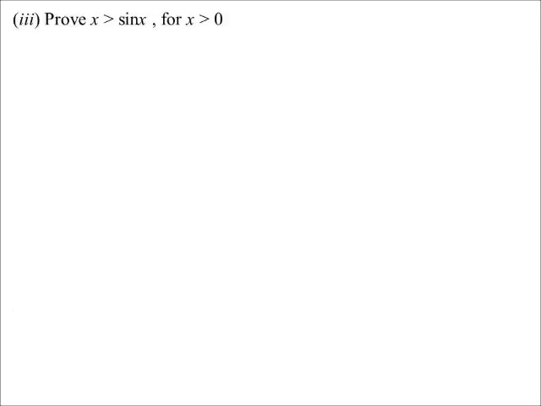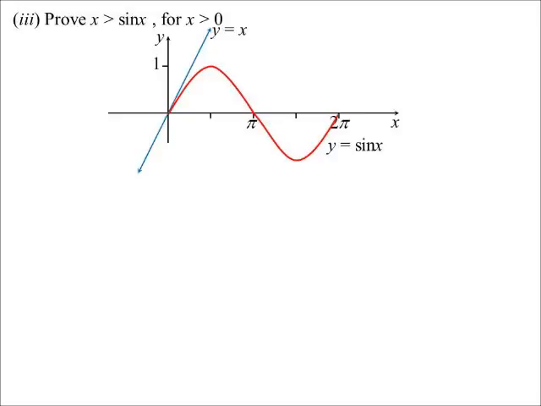I'm going to do another inequality. We're going to prove x is greater than sine x. I'm going to do it via a graph. That's the line y equals x. Remember, your horizontal axis is in radians. And remember, pi is approximately equal to 3.159265358, anyway. There's sine x. So basically, I want to prove that that blue line is always above that red curve for x greater than 0.